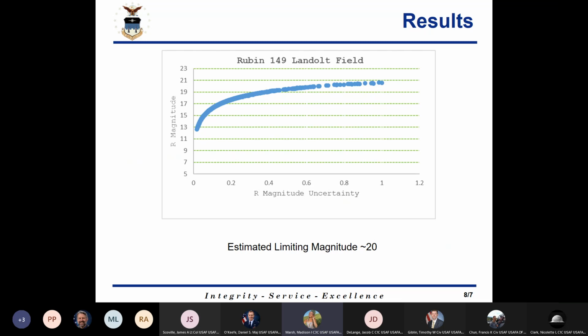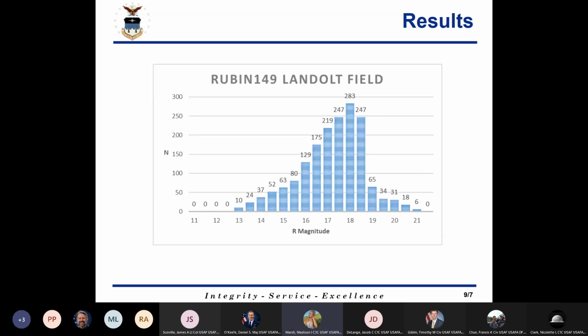So this is the first slide of our results. This is R magnitude against R magnitude uncertainty. You can see there's a horizontal asymptotic relation, which means that the limiting magnitude approaches around 20. So that's what we would say for the Virgin Islands Robotic Telescope, that it's estimated to be around 20.